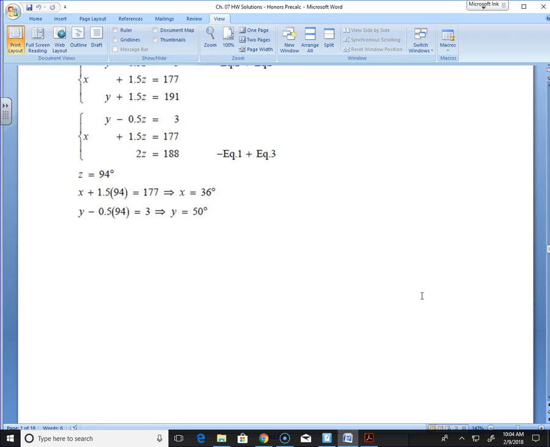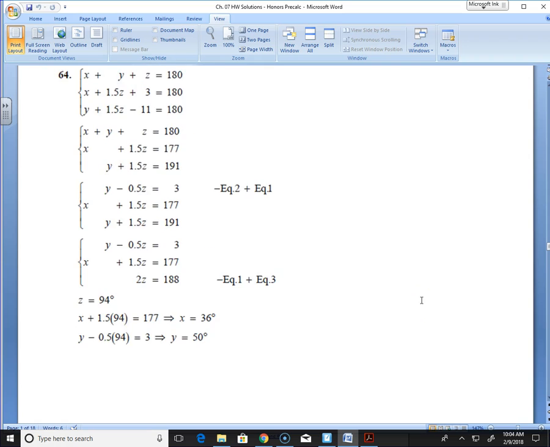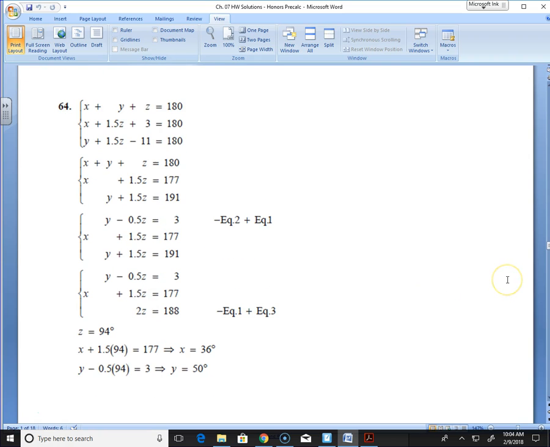Number 64, last one. Was this a word problem one? Oh, the geometry one, okay. That's why all the 180s, I should have figured that one out. The geometry one, they went ahead and stuck with the decimals. I think that's kind of gross. I would have gone fractions, but oh well. Final answer is Z is 94, X is 36, and Y is 50.